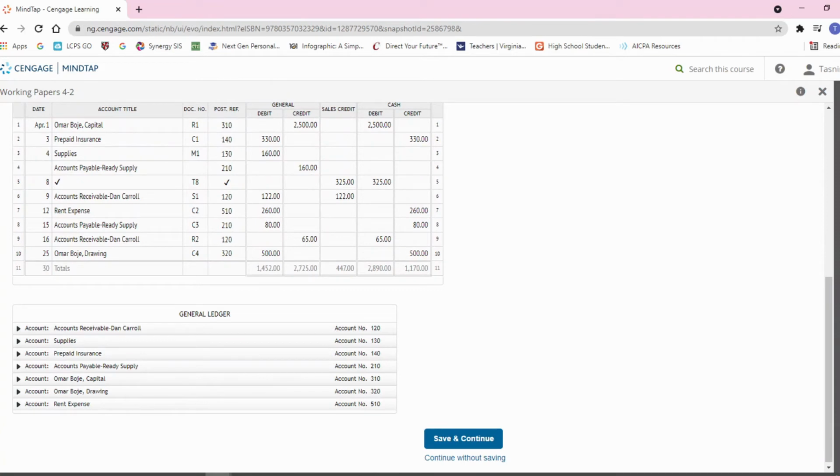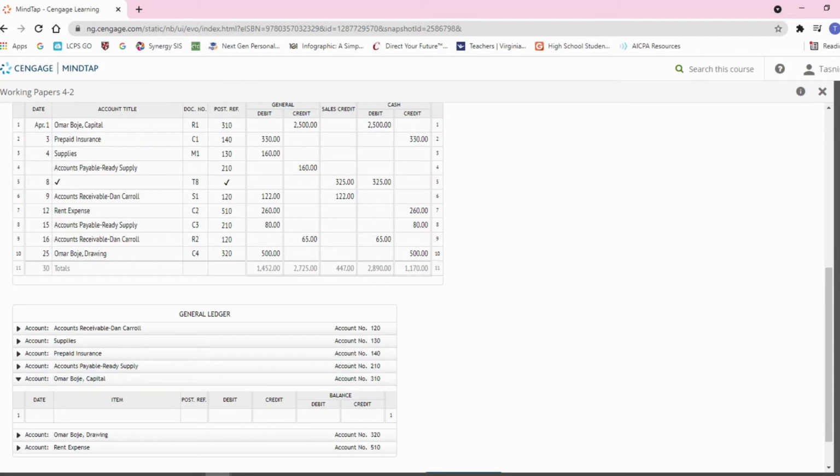So Omar Boje Capital is the first transaction. Here it was on April 1st. We are going to put April 1st. Okay? So for our items for all of these transactions, leave the item blank. Again, you do not have to worry about putting in the item. We're just going to leave it blank because here we have our account title at the top.